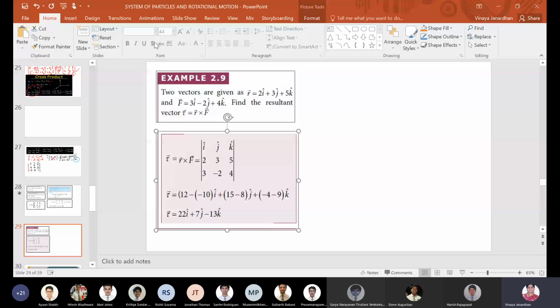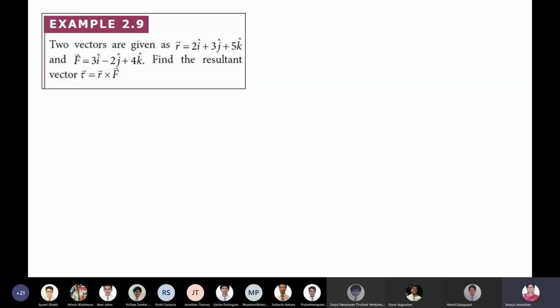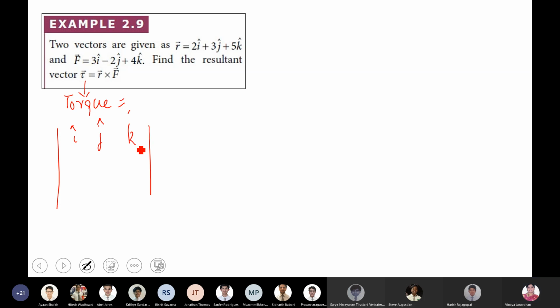Can you do this? Let us see. Two vectors are given: R vector is equal to 2I cap plus 3J cap. Anyway, this torque you will be learning later. You find R cross F vector. So first write it in the determinant form with I, J, and K.